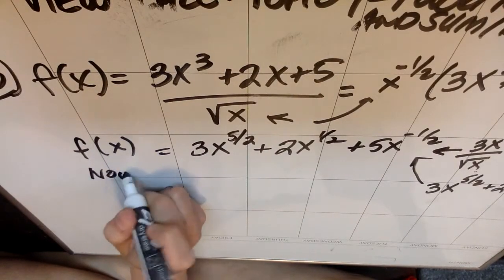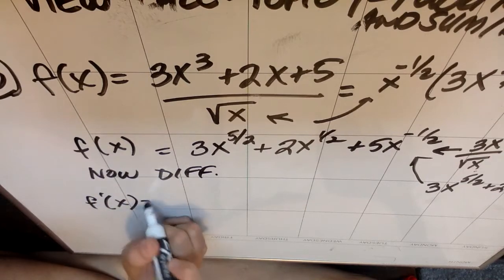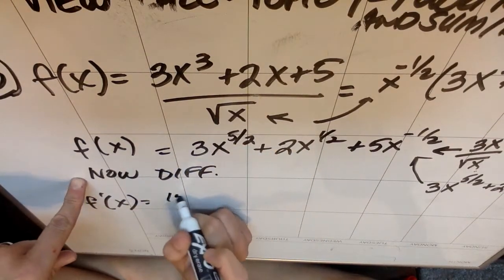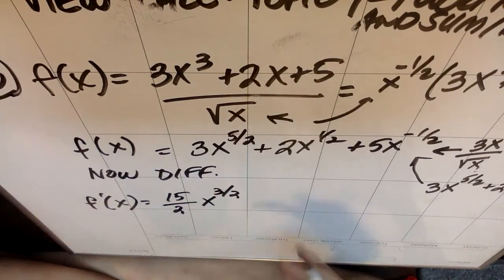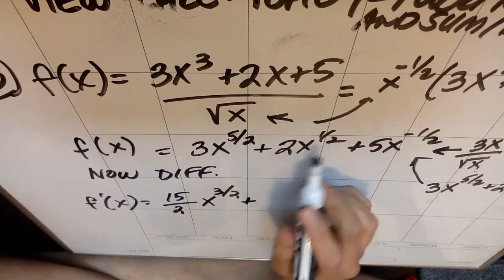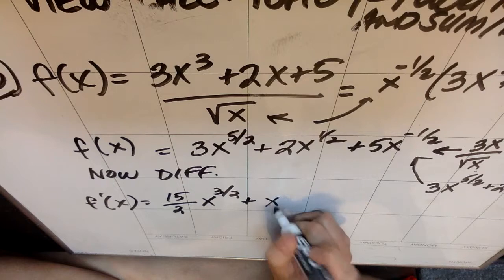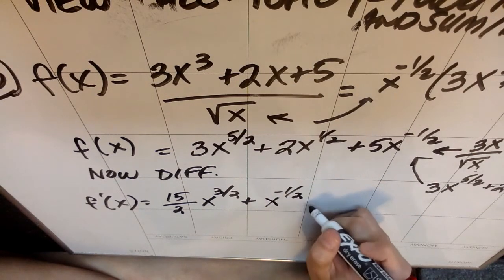So now we can differentiate, and we're going to get f prime of x equals, when I drop the 5/2 down in front, I get 15/2 x to the 3/2, right? Because 5/2 minus 1 would be 5/2 minus 2/2, so 3/2. Plus, this will just be a 1 because it's 2 times a half, so 1, x to the negative 1/2, right? Because that's what 1/2 minus 1 would be.